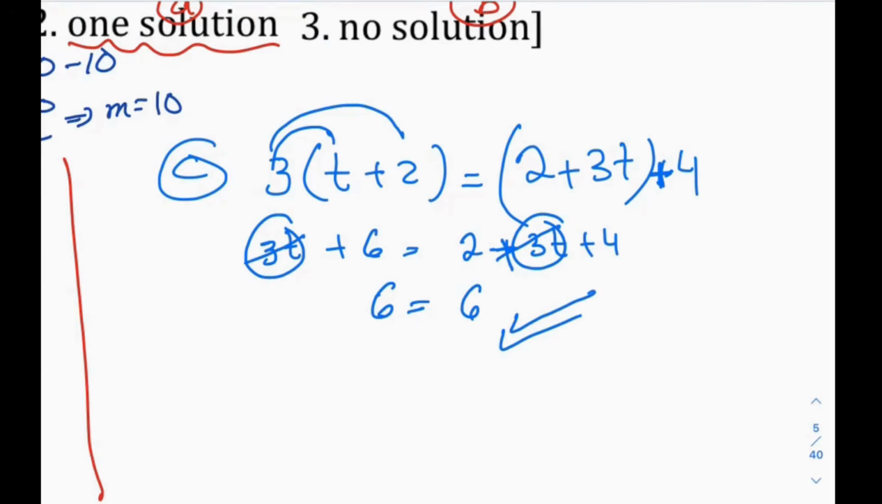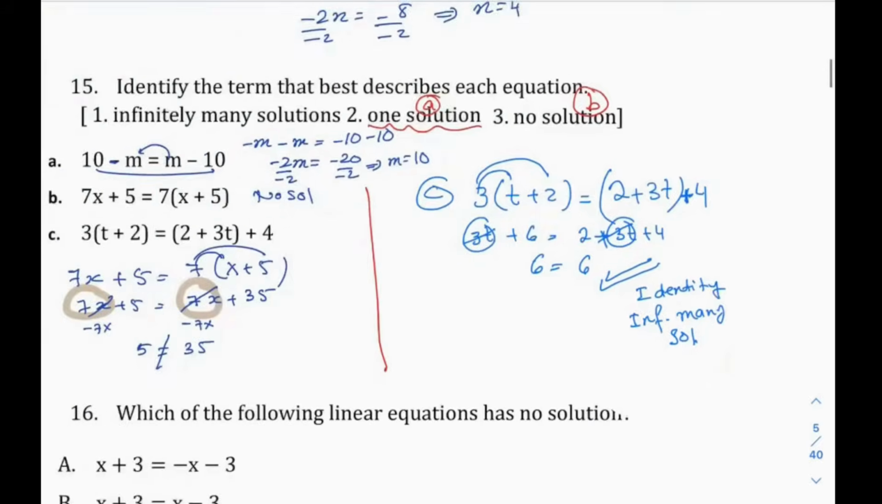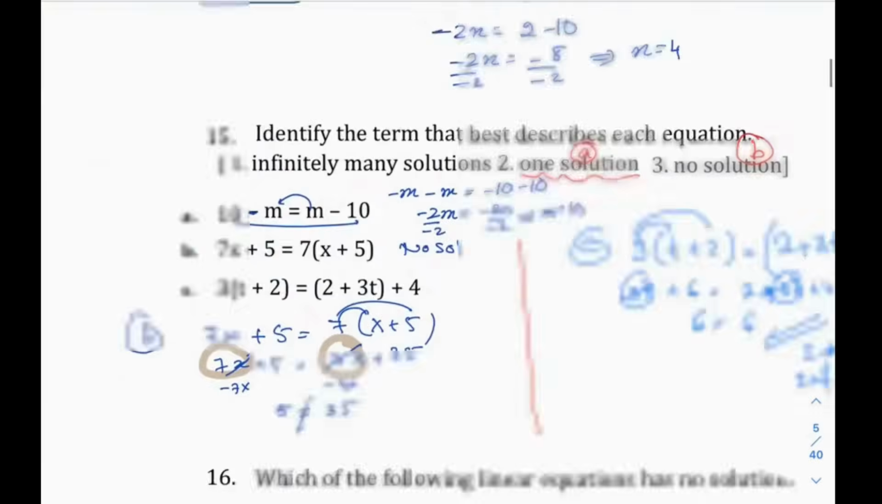And this is always true. And this is called identity. And identity means infinitely many solutions. And this means the first choice, which is 1, and it goes for C.